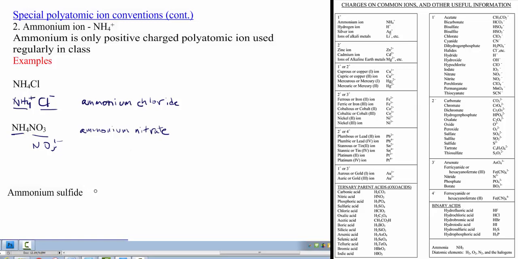One final example here, going the opposite direction, giving you the name and asking you for the formula. If I asked you for ammonium sulfide, the compound ammonium sulfide contains the ammonium ion again, which we said was NH4 positive, and the sulfide ion. Now the sulfide ion I can recognize as a monoatomic ion because it ends in -ide, just like our chloride, and this is a monoatomic ion of the element sulfur.